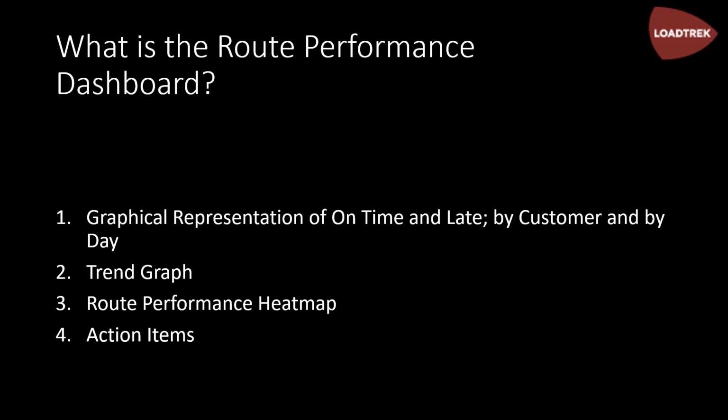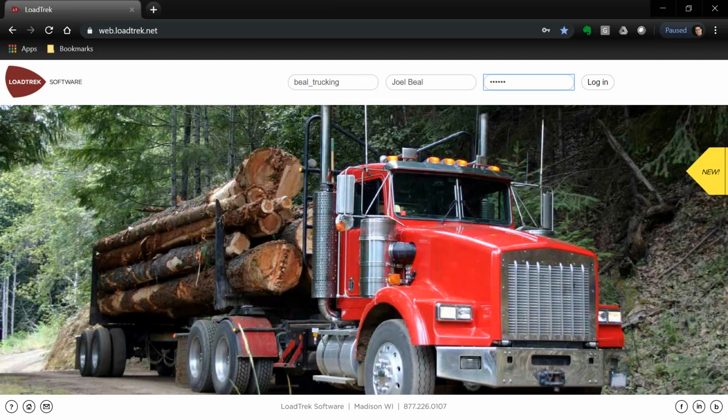So there are 4 sections to the route performance dashboard: a graphical representation of on time and late by customer and by day. Number 2 is a trend graph. Are we improving or declining? Number 3 is a route performance heat map, which I think you'll find is a really unique and interesting way of viewing performance. And then lastly, number 4 is your action items, what you can do to correct any deficiencies.